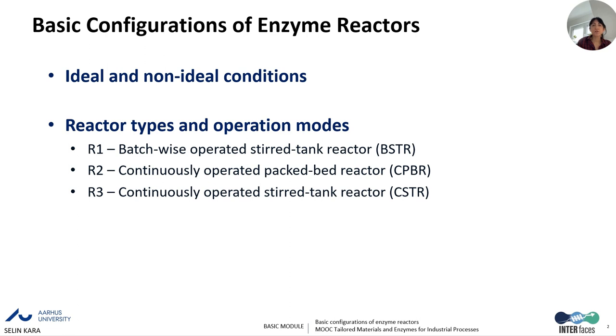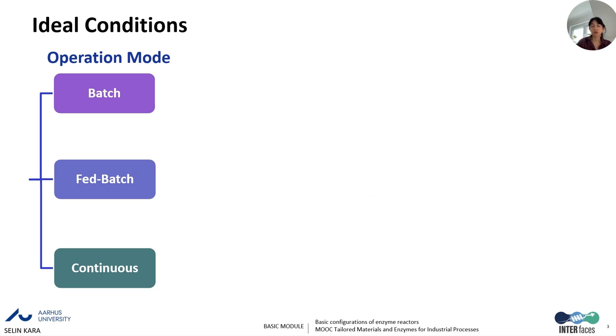In this lecture, first we will define the ideal and non-ideal conditions, and then we will move to the part of the reactor types and operational modes, in which we will be working with three different ideal reactors. One is the batch-wise operated stirred tank reactor, the second one is the continuously operated packed bed reactor, and the last one is the continuously operated stirred tank reactor. And we will be using these abbreviations: BSTR for the first reactor, CPBR for the second reactor, and CSTR for the third reactor. So let's start with ideal conditions.